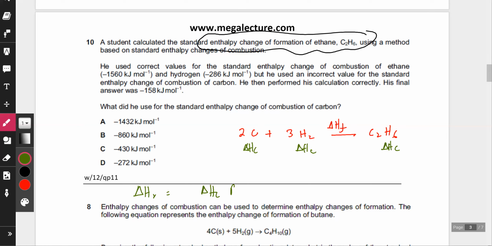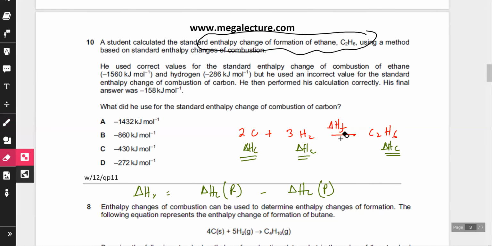of the reactants minus the enthalpy of combustion of the products. So it's going to be the opposite. If enthalpy of combustion are being used, then you're going to do reactant minus products. Is this clear? It's exactly the same thing like we were doing for formation. But for combustion, it becomes reactant minus products.